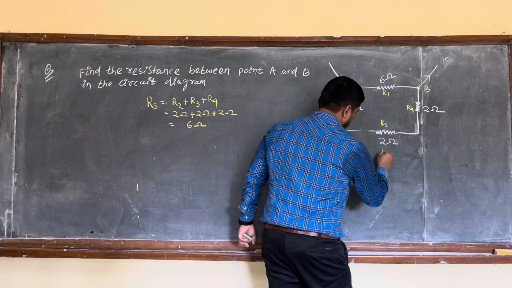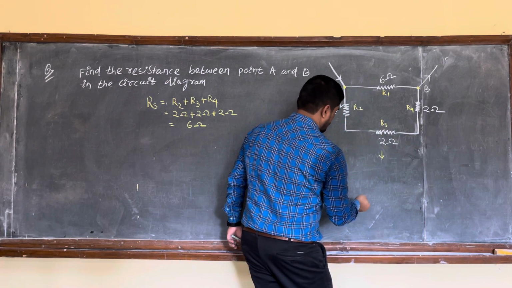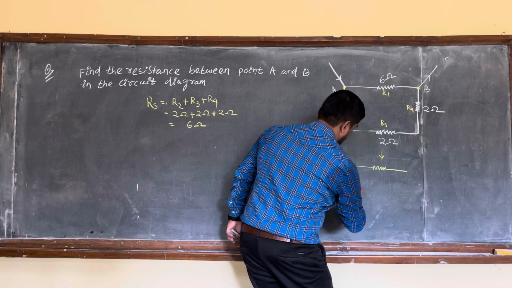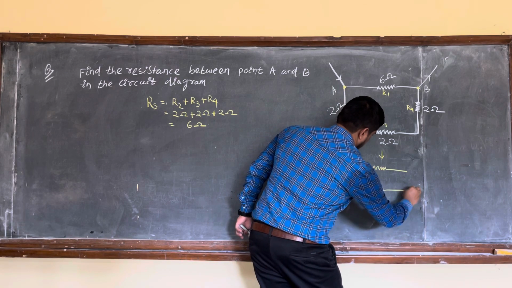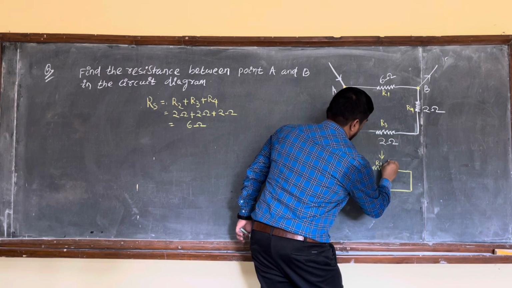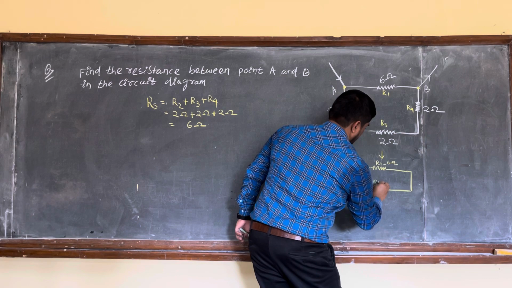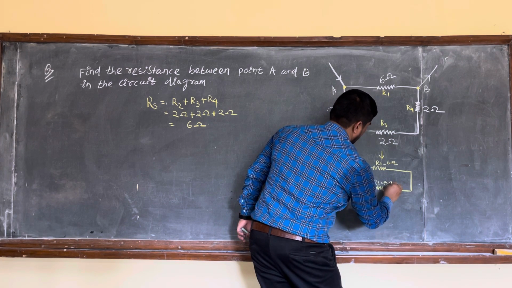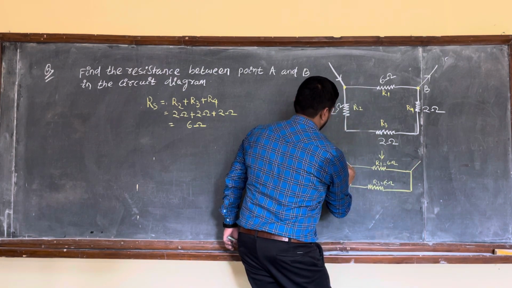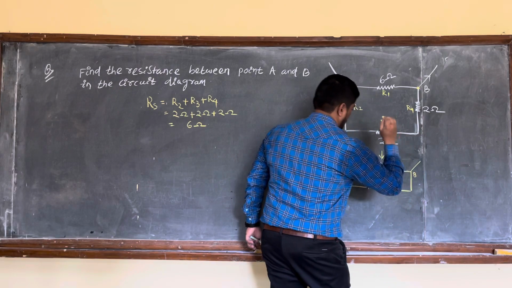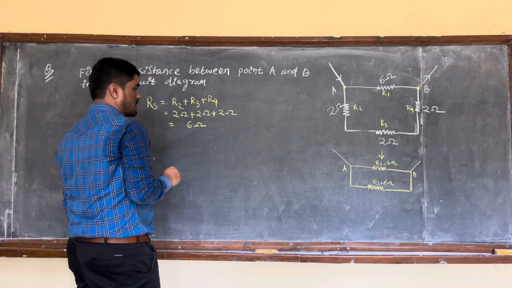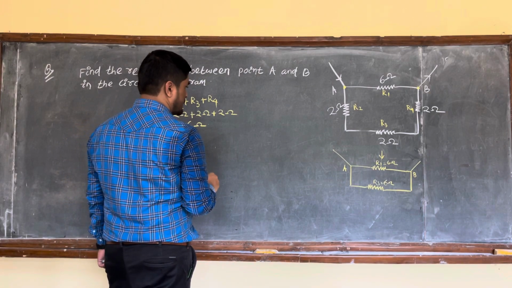And here the diagram can be reduced to this. R1 is 6 ohm, and Rs is 6 ohm. They are connected in parallel, and you have to find out between the point A and B what will be the net resistance. And here the resistor R1 and Rs, they are connected in parallel.